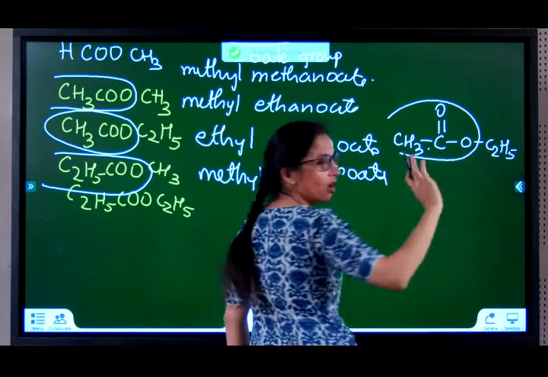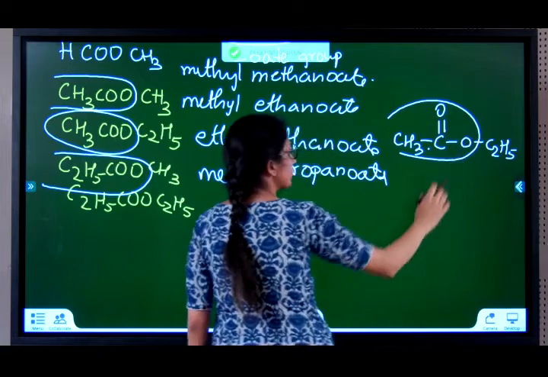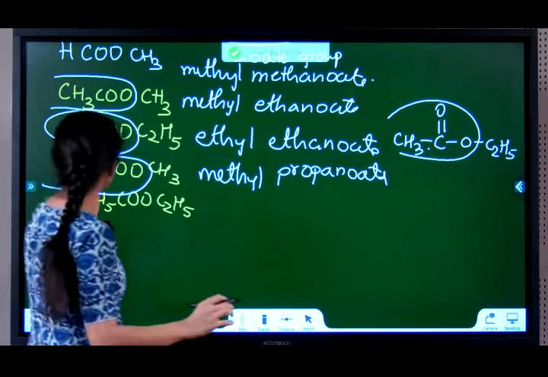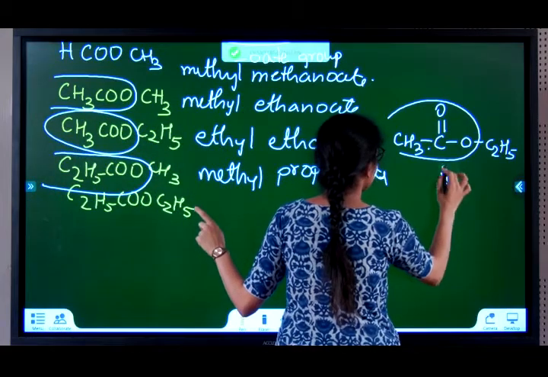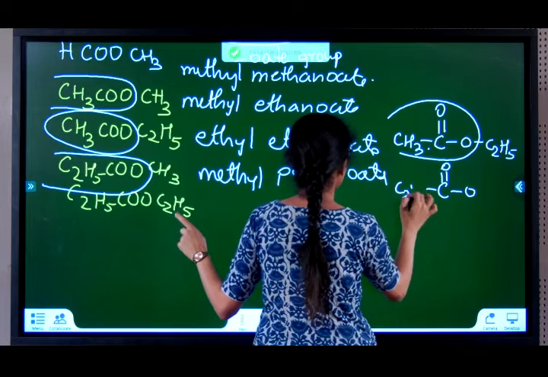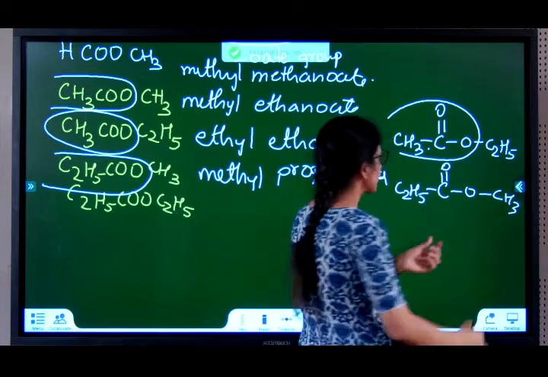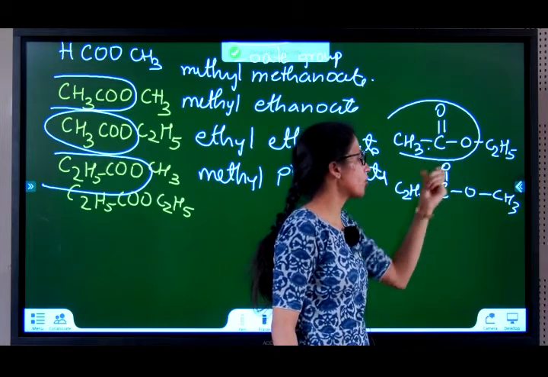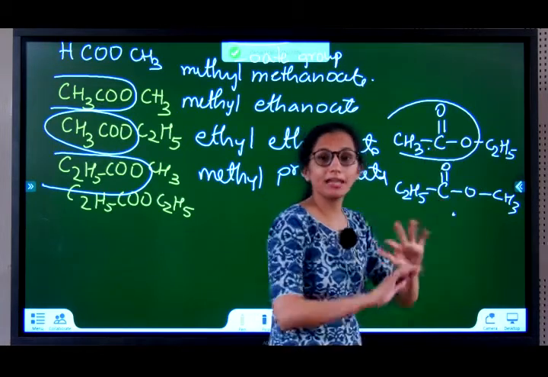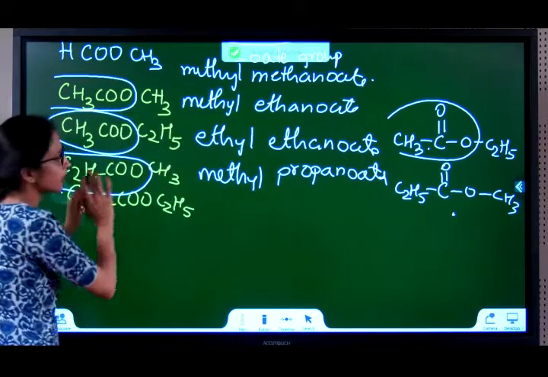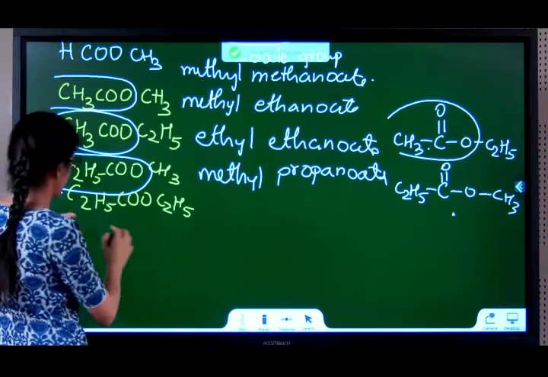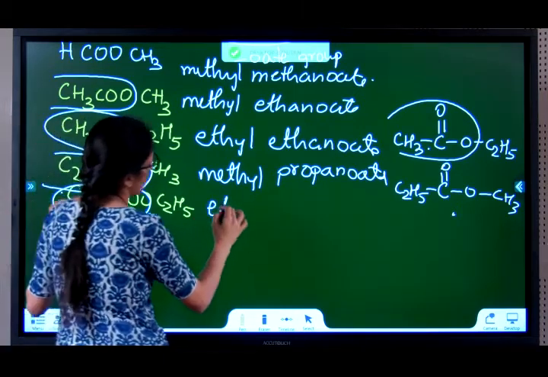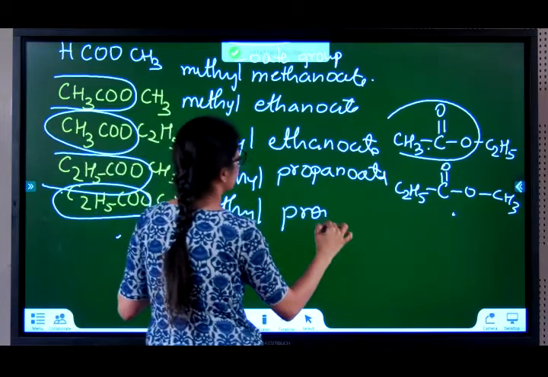Here C2H5 is not bonded to the carbon, it's bonded to the oxygen, which is why these two are not interchangeable. Here CH3 is bonded to O, here CH3 is bonded to C, C2H5 is bonded to O, C2H5 is bonded to C. Are these two the same? No, which is why these two compounds are not the same. In esters you cannot do that. Here last one, again propanoate, and here you have ethyl. Ethyl propanoate.